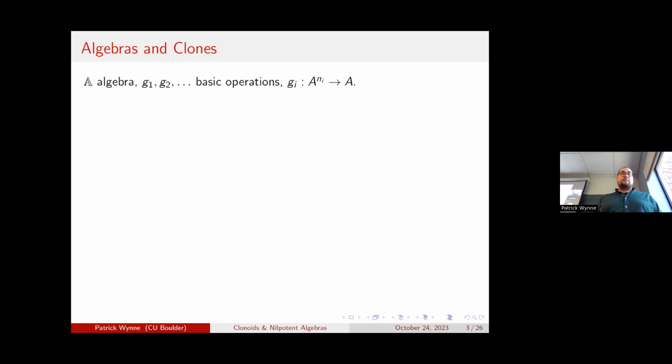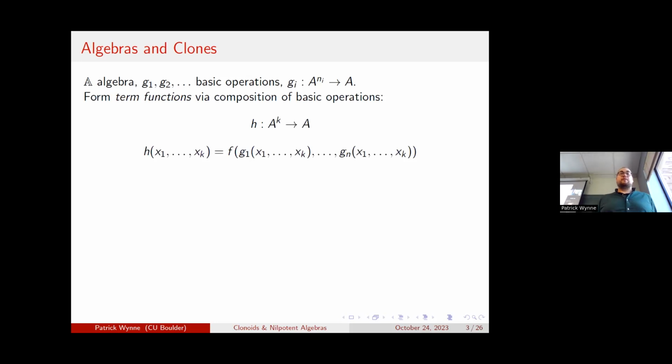From an algebra, we can form the term clone. For basic operations, we can compose these functions to get new term functions. For example, we can get a k-ary function that's composed from basic operations g1 through gn, which have arity k, and another operation f, which is a basic operation of the algebra, which has arity n. And this gives us then a function of arity k, which is formed from composition of our basic operations. We call this the term clone of A, and just denote it by Clo(A).